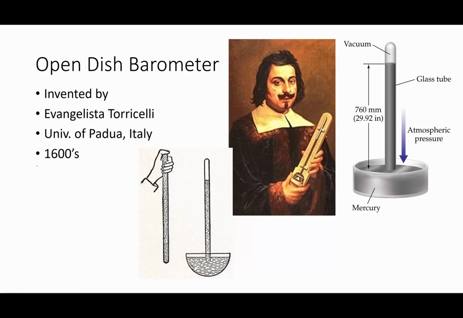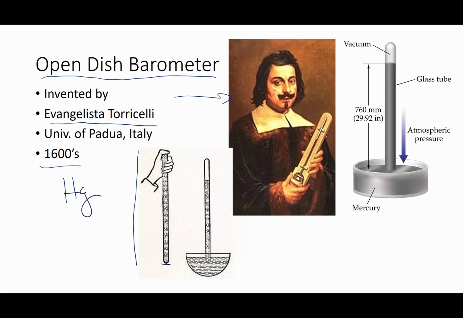Back in the 1600s, there was an Italian gentleman named Evangelista Torricelli, and Torricelli communicated with Galileo. As a matter of fact, towards the end of his life, Torricelli was a house guest of Galileo for many months. Torricelli was a mathematics professor, and he really was interested in air pressure. He invented something called the open dish barometer, and here's how it works. He took a long tube of glass, and he filled it from top to bottom with the element mercury.